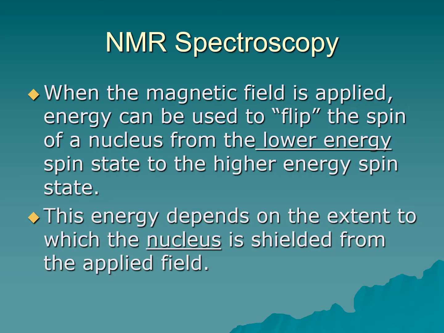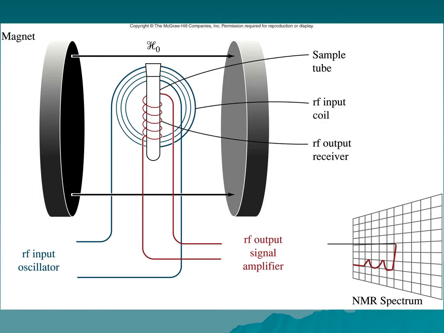When the magnetic field is applied, the energy can be used to flip the spin of a nucleus from the lower energy state to a higher energy spin state, and it depends on shielding of the nucleus from the applied field. What shields the nucleus are electrons, so if the electron density is pulled away, then it's less shielded. If no electron density is pulled away, then it's more shielded.